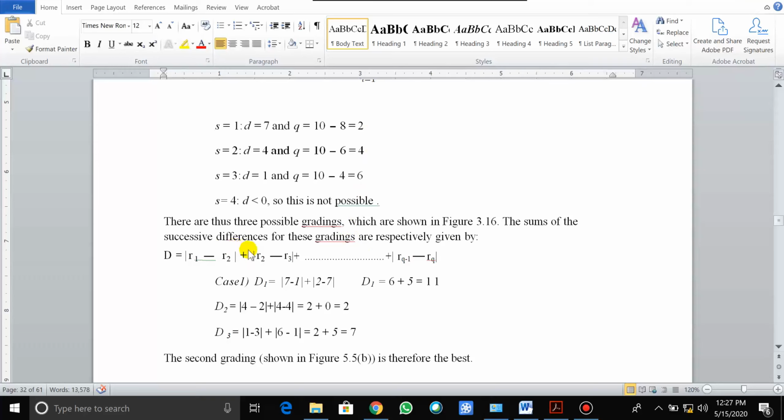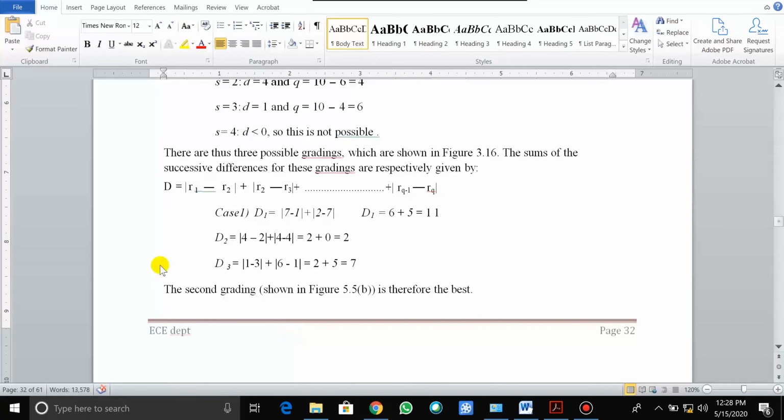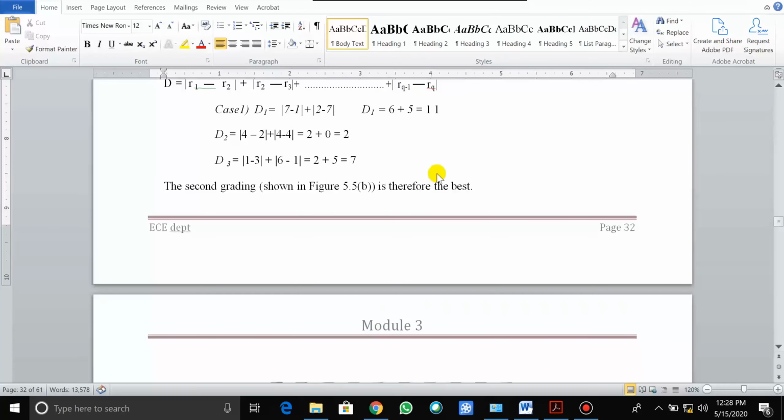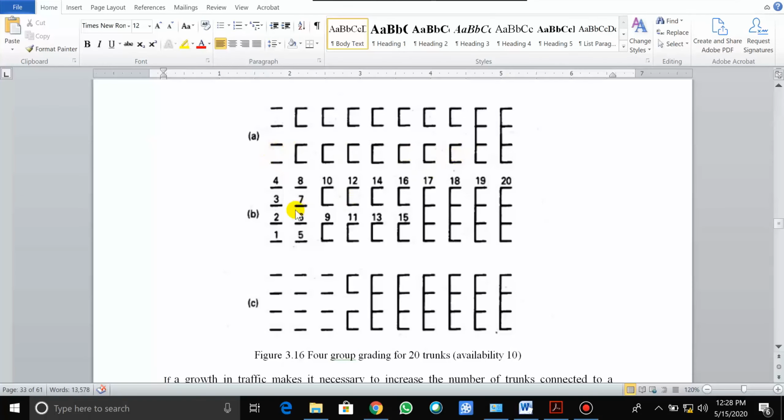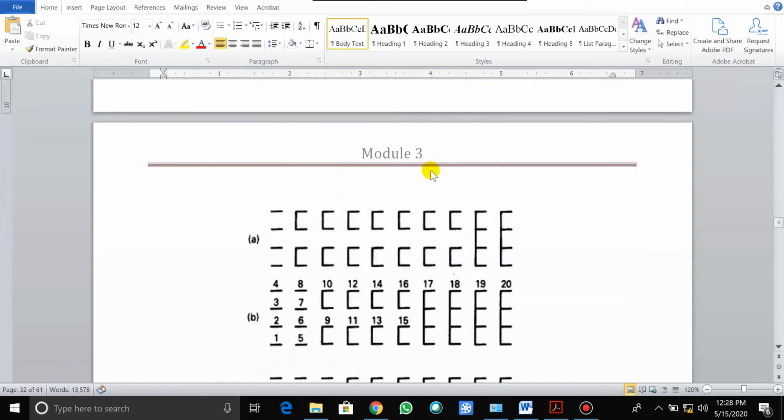The sum of successive differences of these gradings respectively is given by this equation, and we have d1 as 11, d2 as 2, and d3 as 7. Just substitute the values and find out the answer. The second grading is therefore the best, which is represented here. This is the first grading, second grading, and third grading. They are telling that the first type of grading is the best type of grading.